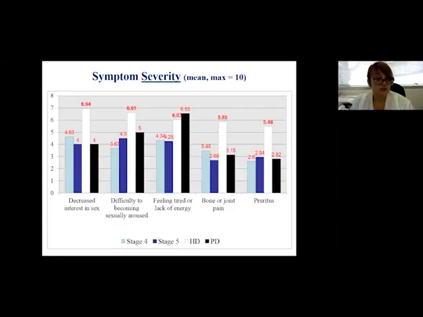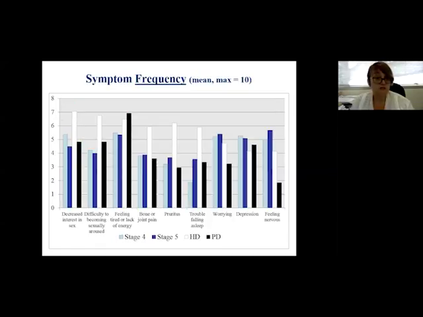Severity. How severe were these symptoms to the patients? The sexual symptoms were the highest. Again, fatigue, bone or joint pain, or itch. You can see a trend happening here. Again, sexual symptoms, feeling tired, so that's fatigue, bone or joint pain, itch, trouble falling asleep, worry, depression, and feeling nervous. They're all very similar scores.